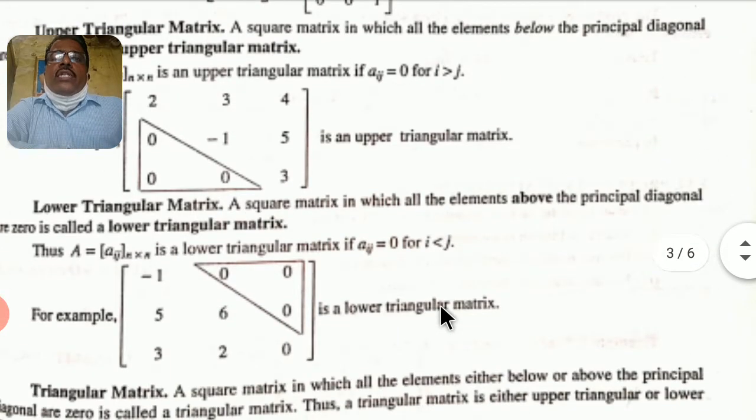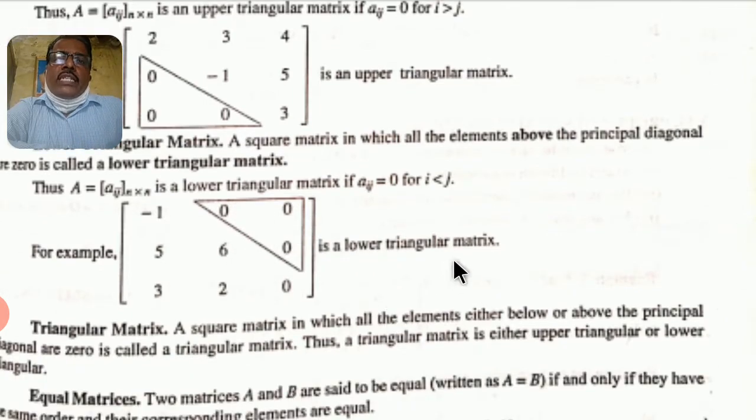Next, similarly, lower triangular matrix. So lower triangular matrix means what? All the elements above the diagonal are 0. So it is called a lower triangular matrix. Now see here, this one upper triangular matrix and lower triangular matrix. See the difference. Here upper triangular matrix means all the elements below the diagonal are 0, and lower triangular matrix means all the elements above the diagonal are 0. Okay, so this is known as a lower triangular matrix.